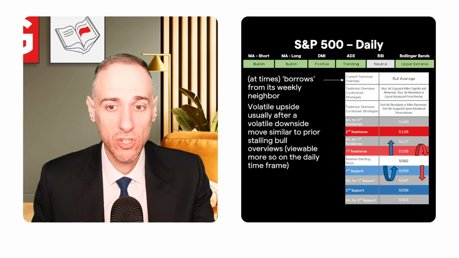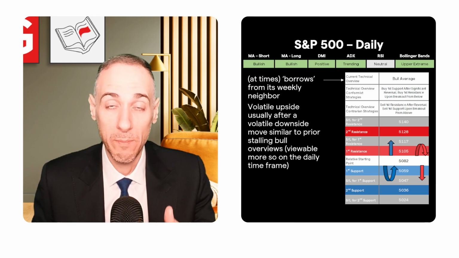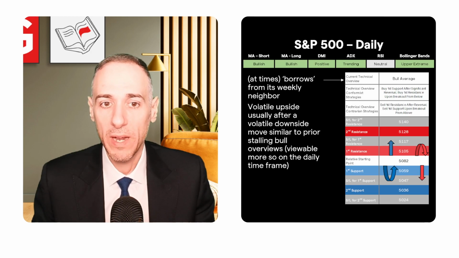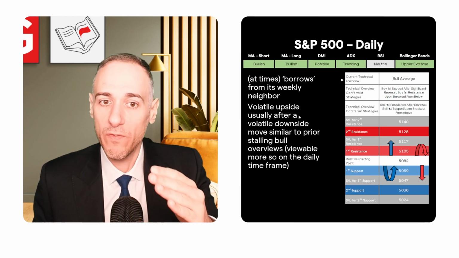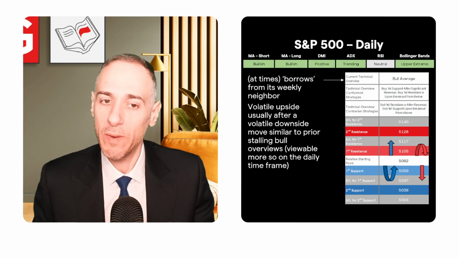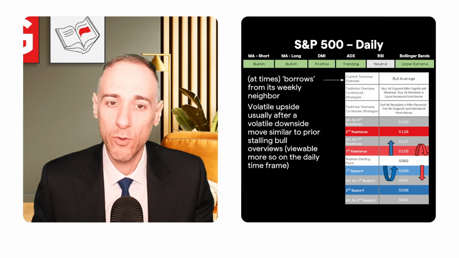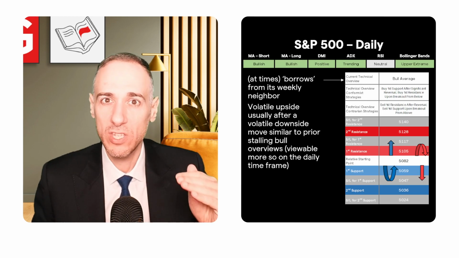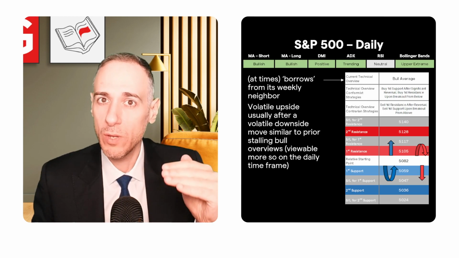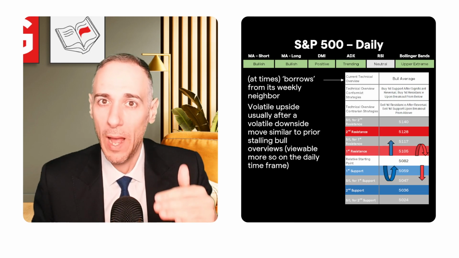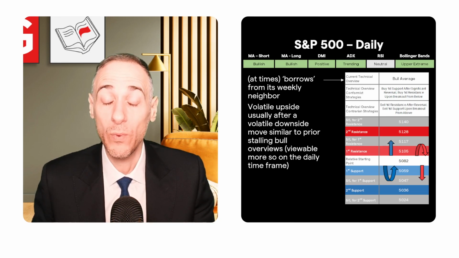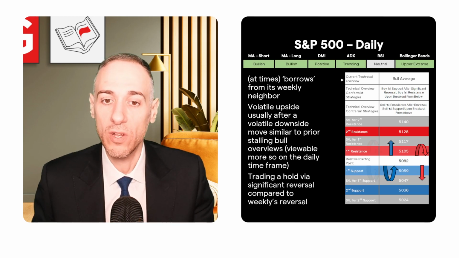Now, the strategies are the same in terms of conformist and contrarian camp because it's the same overview. But a lot of times what you'll notice is that you'll get some volatile upside movement, usually after a volatile downside move. So it kind of creeps up, big move, and then a big move that might come afterwards, prior to what you might see in a stalling bull overview. It's usually more viewable on a daily time frame because on the weekly, you're just seeing it creeping up, slowly moving up. So you're not going to see this volatile down and then volatile up again. It's just happening with a bit more consistency on the weekly time frame, which is why it's something you'll have to notice on the daily time frame.